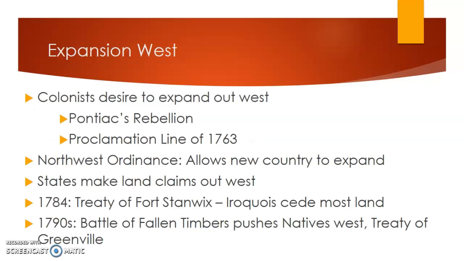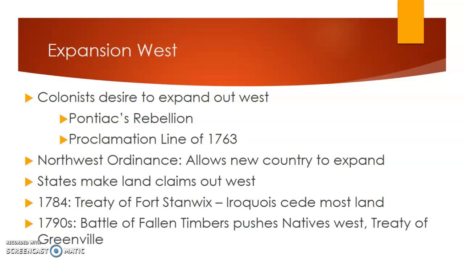the Americans. Now, with this idea of expanding out west, as we covered before with Pontiac's Rebellion and the Proclamation Line of 1763, also instilling some anger amongst the colonists, this idea of expanding west was nothing new, particularly with the Articles of Confederation, as they're going to include the Northwest Ordinance, which allows the new country to expand west. Also, states are going to be making land claims out west; for example, Connecticut is making a land claim in present-day Ohio.